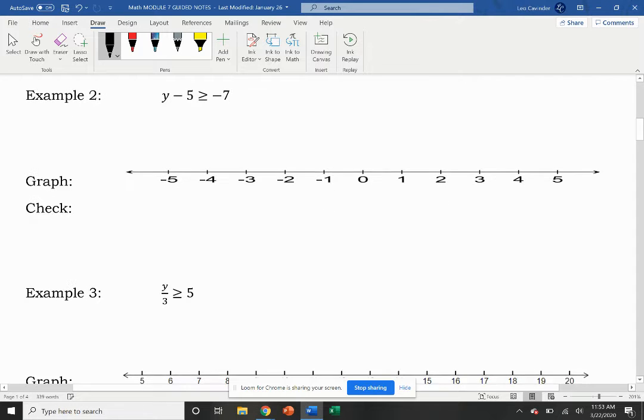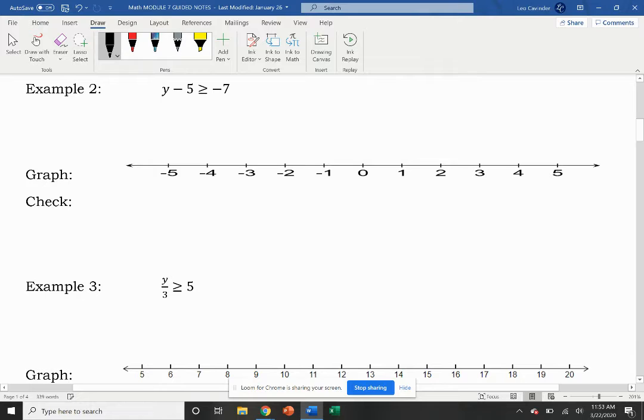Okay, let's look at example 2. y minus 5 is greater than or equal to negative 7. So first we need to add 5 to both sides. And that gives us y is greater than or equal to negative 2.